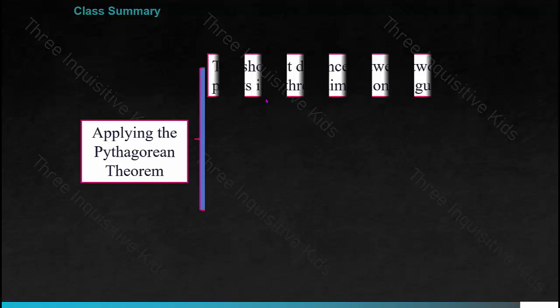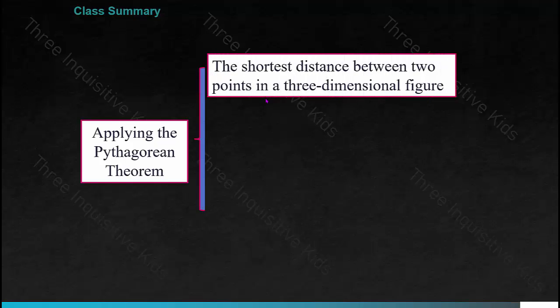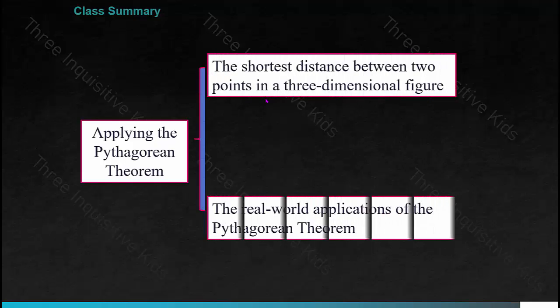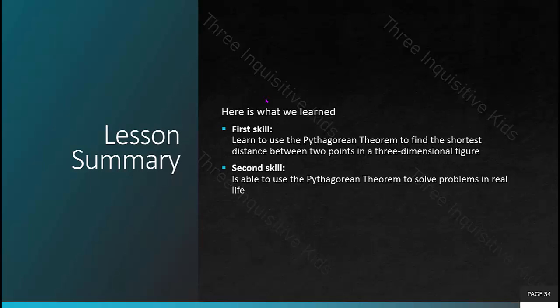Class summary. Applying the Pythagorean theorem, we learned about the shortest distance between 2 points in a 3-dimensional figure and the real-world applications of the Pythagorean theorem. And the 2 skills you should end with today are: learn to use the Pythagorean theorem to find the shortest distance between 2 points in a 3-dimensional figure, and be able to use the Pythagorean theorem to solve problems in real life. So I hope you enjoyed our lessons from chapter 1, and I'll see you in the next chapter.